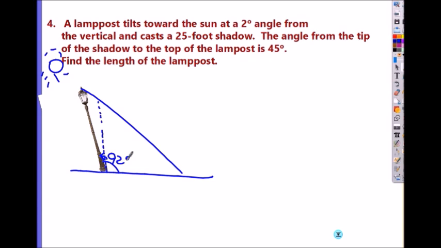And it says it casts a 25-foot shadow. So here's the sun, so here's the shadow, which is 25 feet. And the angle from the tip of the shadow to the top of the lamppost is 45 degrees. Find the length of the lamppost. So x is what we're looking for.